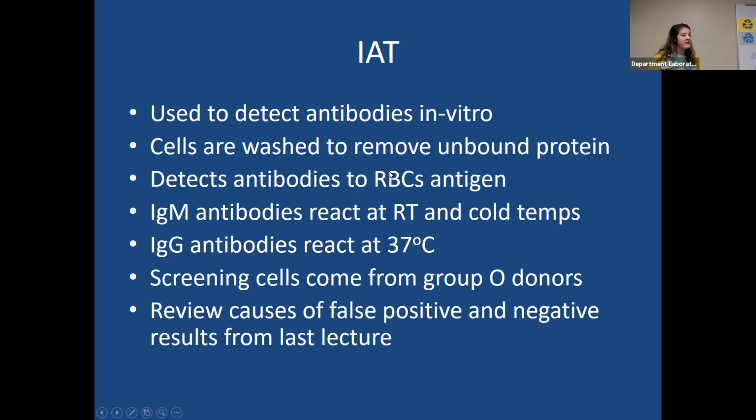All right, so now the IAT. Your IAT we use to detect antibodies in vitro. Okay, we're using patient plasma to see if they have any circulating unexpected antibodies. We're going to mix it with commercial screening cells or panel cells, where the antigenic profile of those cells is known. Remember, both the DAT and the IAT use the same reagent. We're still using AHG. That anti-IgG will bind to the antibody that is either coating patient cells or in patient plasma. All right.